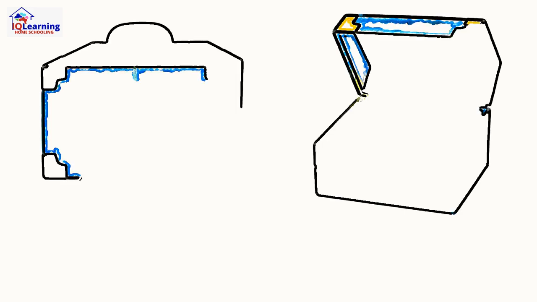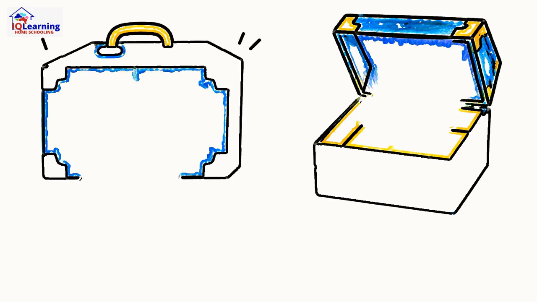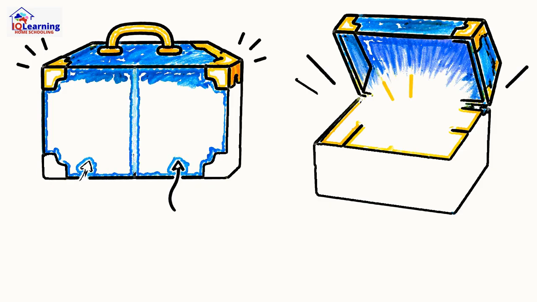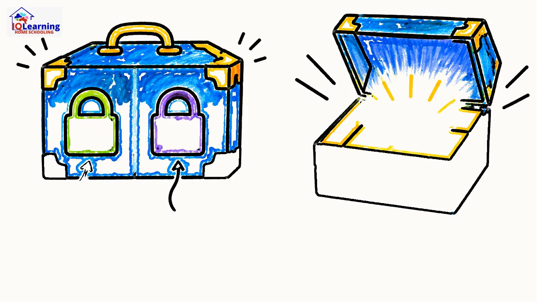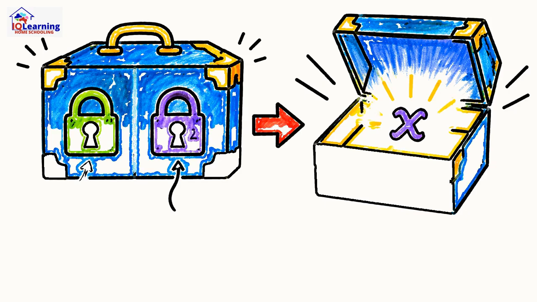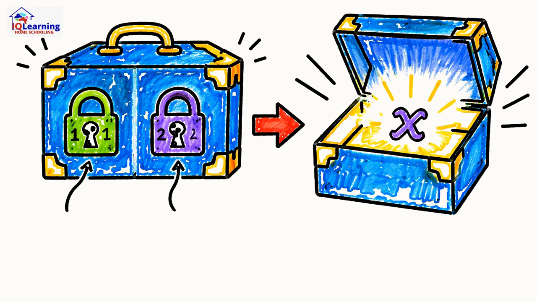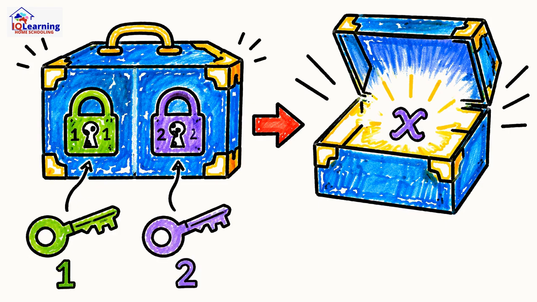Imagine an equation is a lockbox, and the answer, the value of x, is trapped inside. A simple equation might have one lock, but a two-step equation, that's a box with two different keys. To get to the treasure inside, you have to use your keys, your inverse operations, in the correct order.